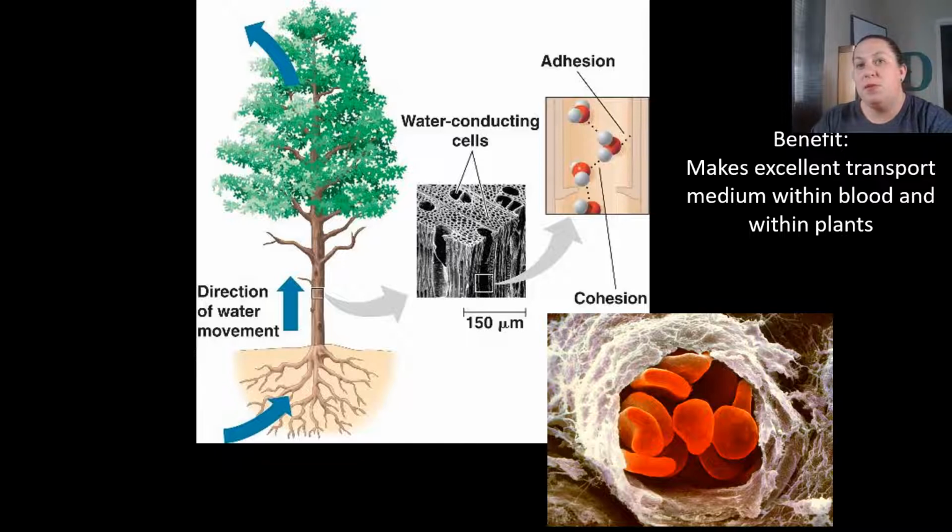So guys, the benefits when we talk about this idea of cohesion, adhesion, and surface tension is that it makes water an excellent transport medium within our blood, like you can see down here, and also within plants, making sure we can move the water from the roots where they get it up to the leaves where photosynthesis takes place.